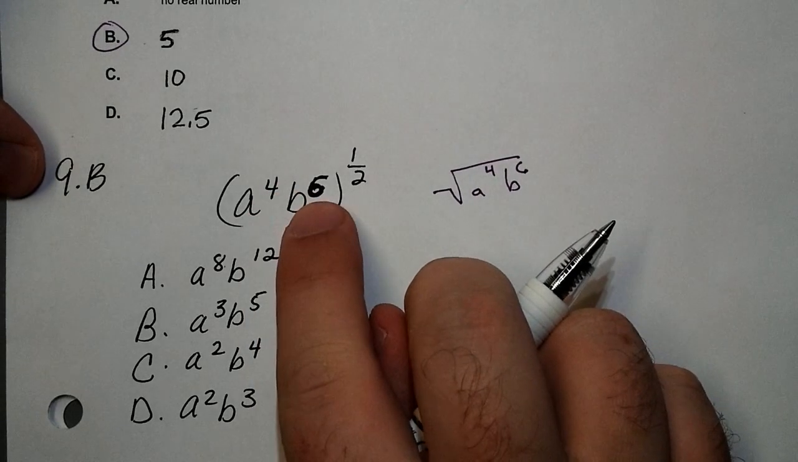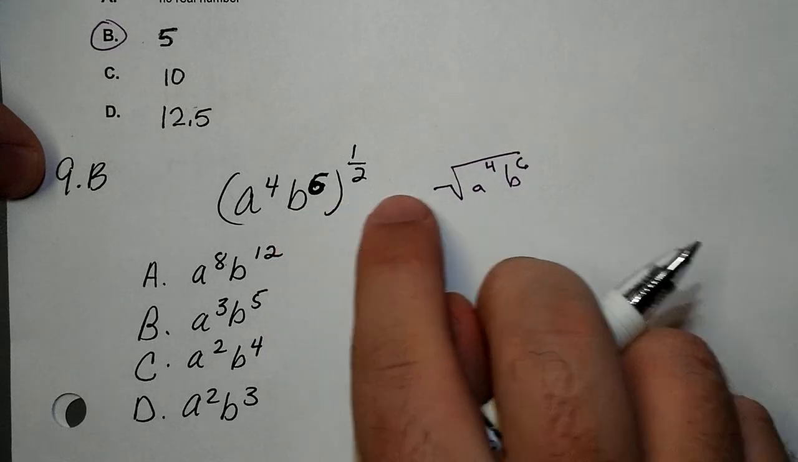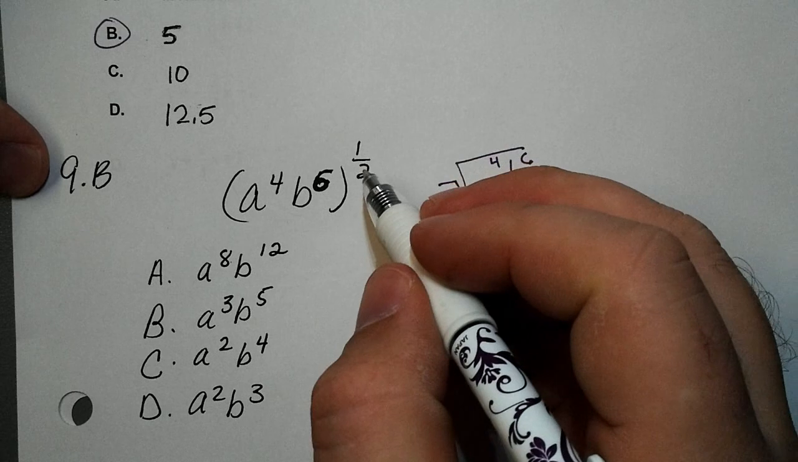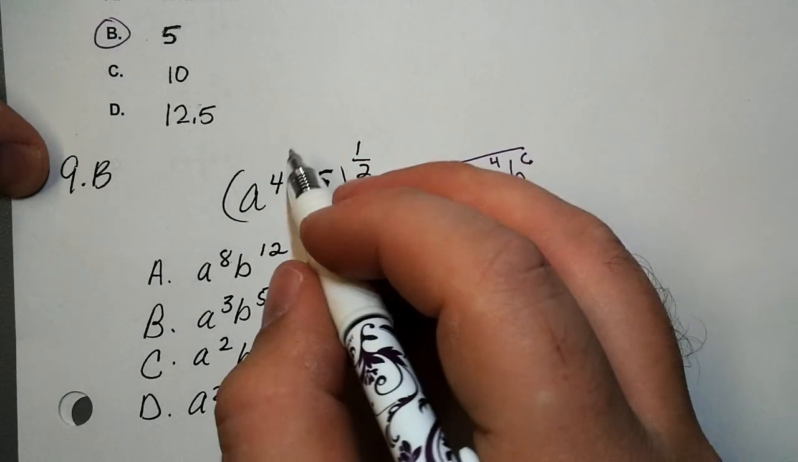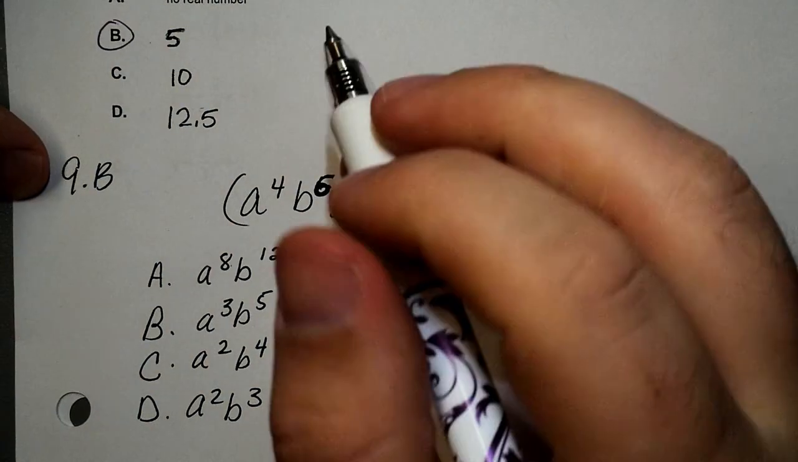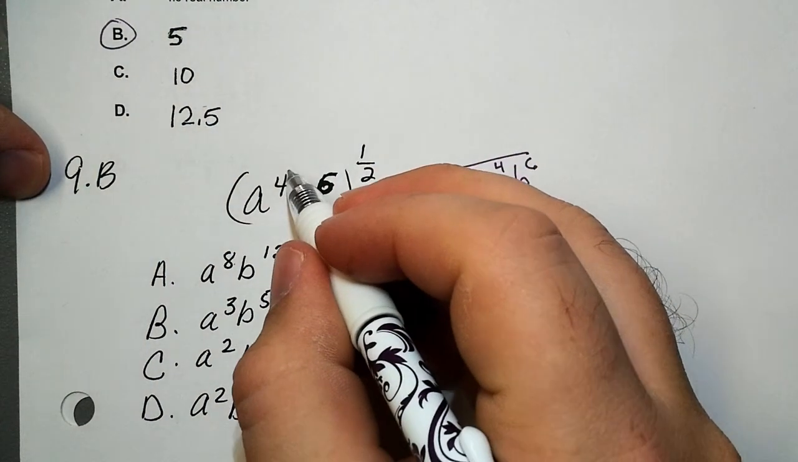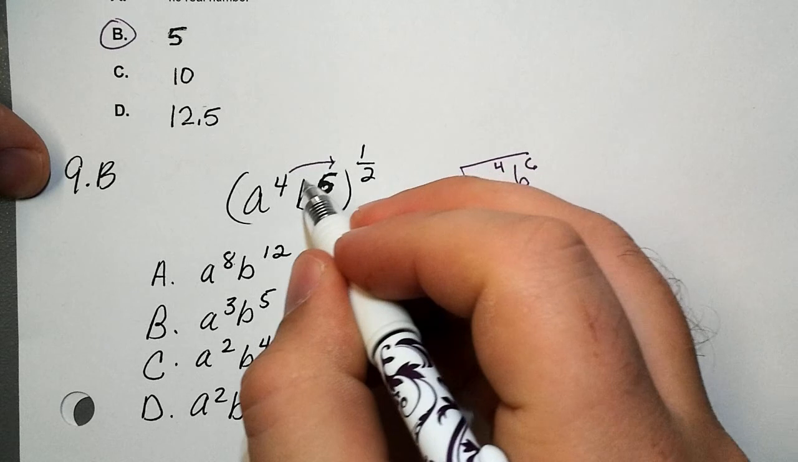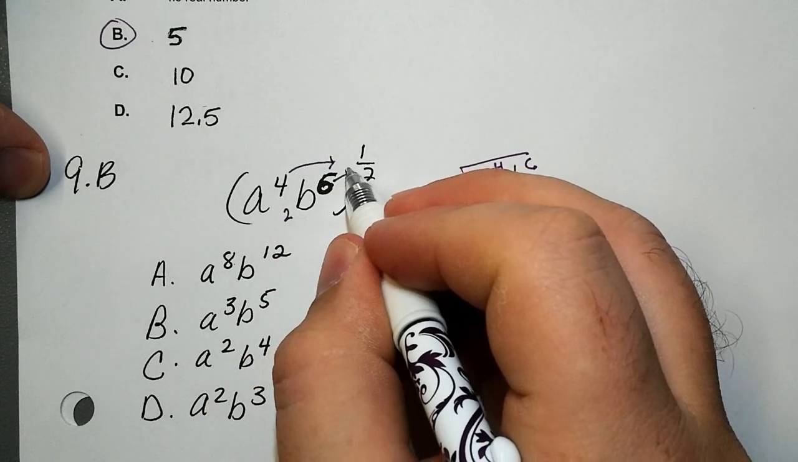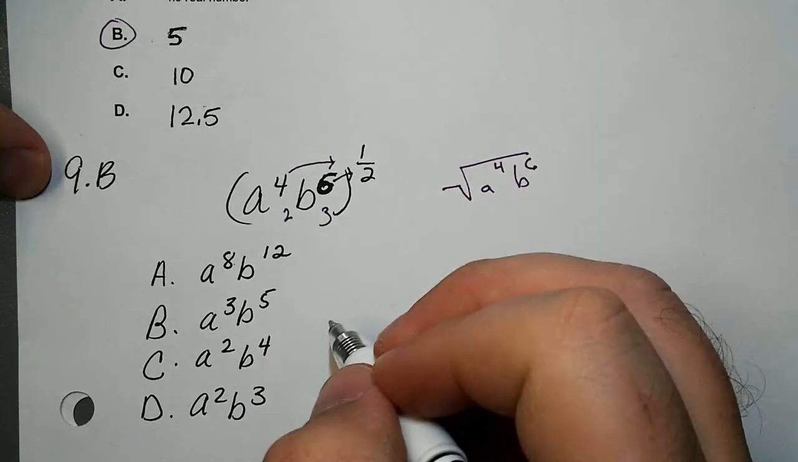A to the 4th, b to the 6th, and we want to get the square root of that, or 1/2 of it. Well, the reason I wasn't too freaked out is because we know when we have an exponent raised to an exponent, we can use the power rule, which is you multiply these, right? 4 times 1/2 is 2. 6 times 1/2 is 3.